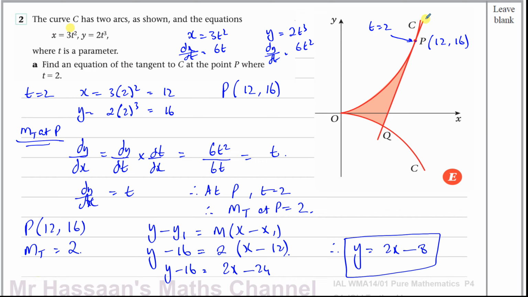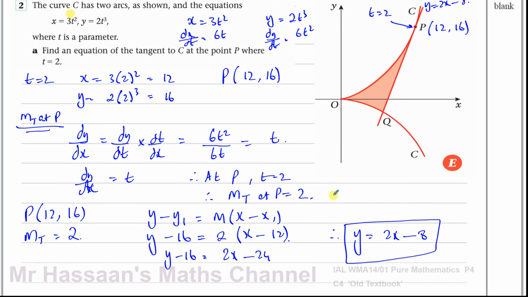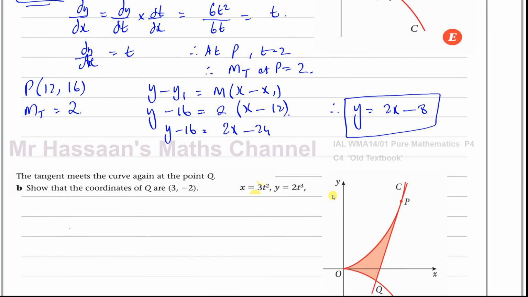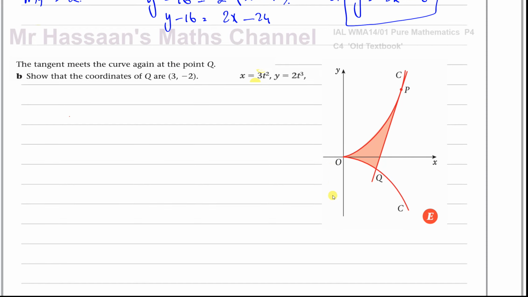So this line has equation y equals 2x minus 8, and that looks correct in terms of the shape of the line there. So it seems that we're right. So here we have part A done.